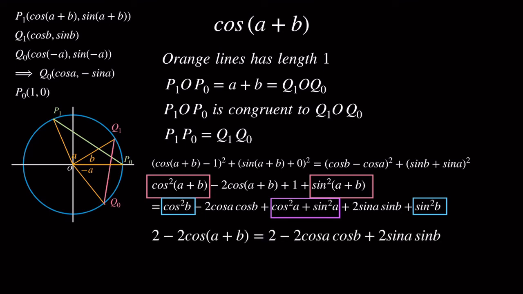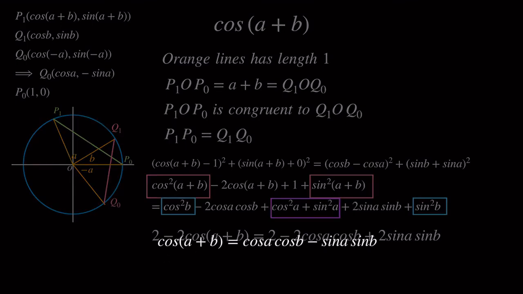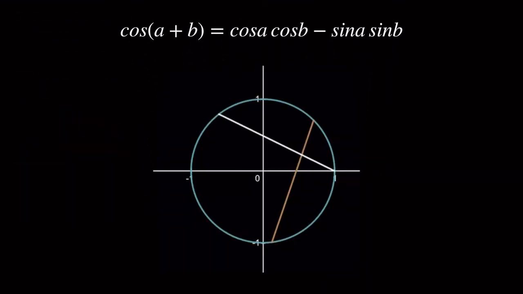So simplifying that will give that cos(a + b) is equal to cos a cos b minus sin a sin b. So that is quite cool, a new identity we derived there. And I also want to show you an animation I made. So here it is. The orange line could be thought of as Q1Q0, and the white line is P1P0. And what you see here is that the lines have equal length. So the identity will be true for all angles. It's just a visual way to show it. So yeah, let's continue.